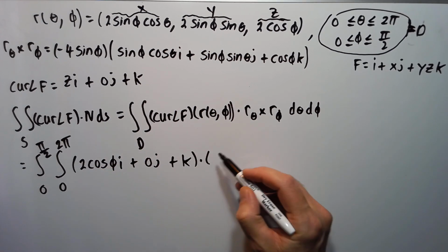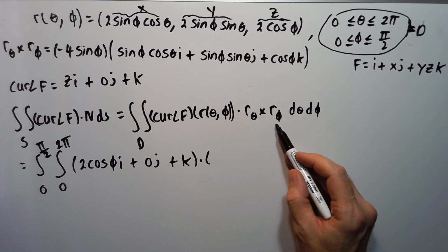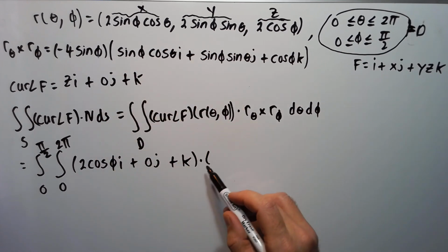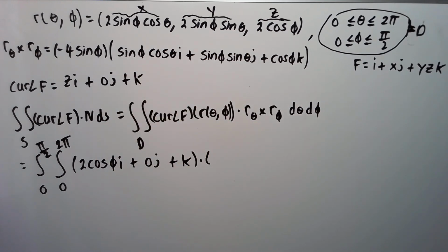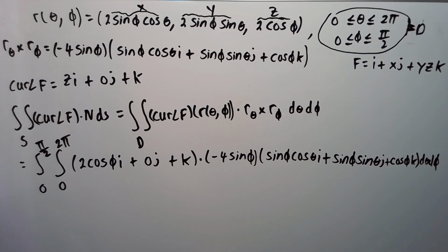and this guy dotted with r theta cross r phi, which is right here, so let me write it right here beside it. So I get this then. We're going to have to dot this, so we go the i component, so the sine phi cosine theta, this negative 4 sine phi will come along too, times this one. There'll be no j component because there's 0 here. Then it'll be cosine phi times 1 here. So let me write that out.